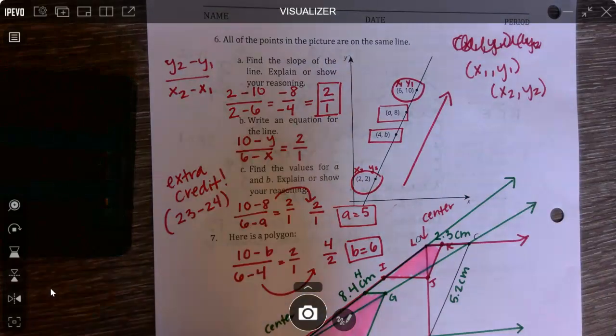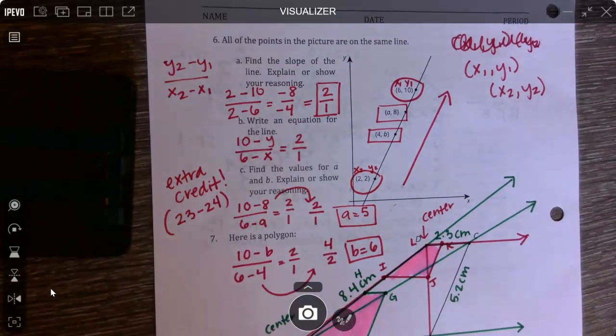This was extra credit in the year 23 to 24. If that's not you, cry me a river.